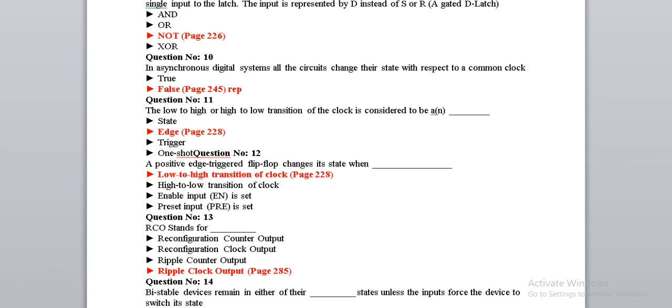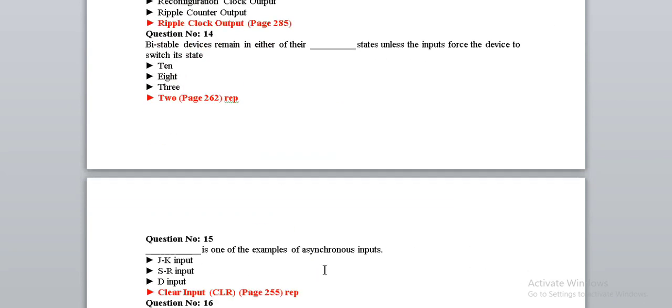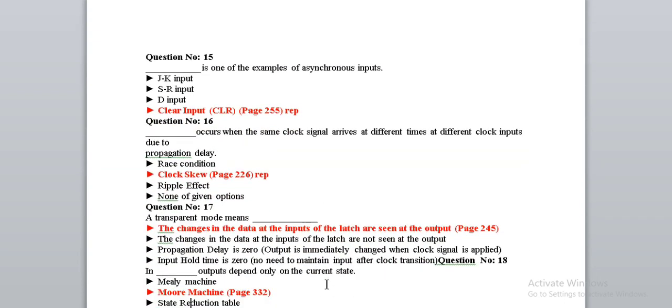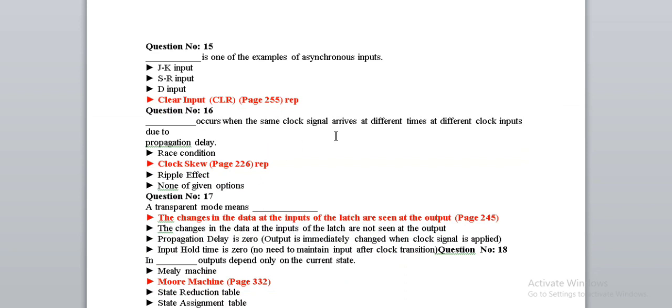Positive edge triggered flip-flop changes state on the low to high transition of the clock. RCO stands for ripple clock output. Bistable devices remain in either of their two states. Dash is one example of synchronous input; clear input is an example of asynchronous. Dash occurs when the same clock signal arrives at different times at different clock inputs due to propagation delay: clock skew.